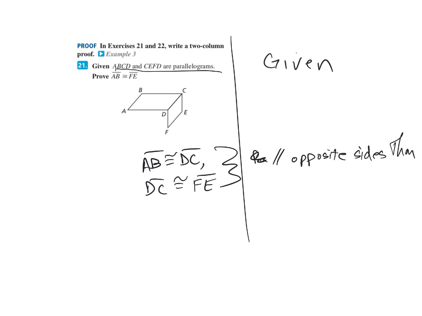Okay, opposite sides theorem says they're congruent. Opposite sides are congruent. So AB is congruent to CD, and CD is congruent to FE. So therefore, you can say AB is congruent to FE. And that would be the transitive property. Done.